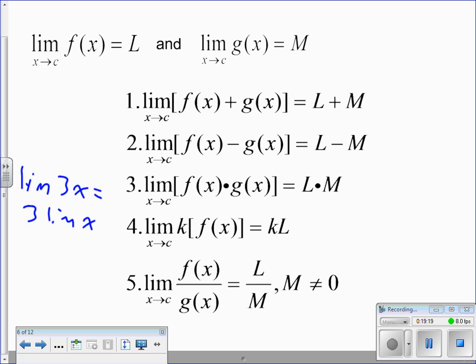And last but not least, the limit of a function f of x divided by g of x is the limit of f divided by the limit of g, as long as the limit of g is not 0. Your denominator should never be 0.